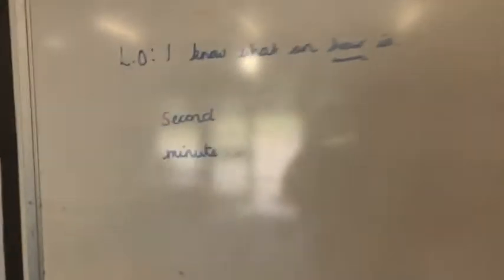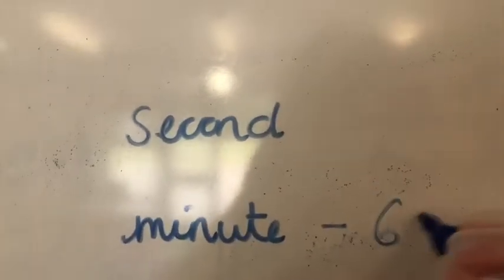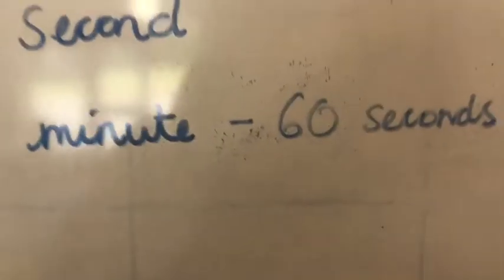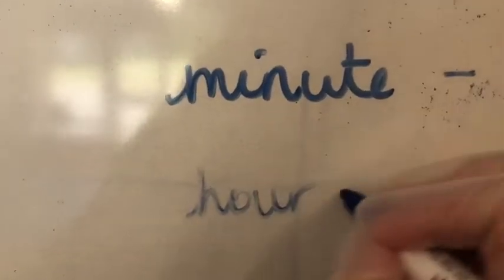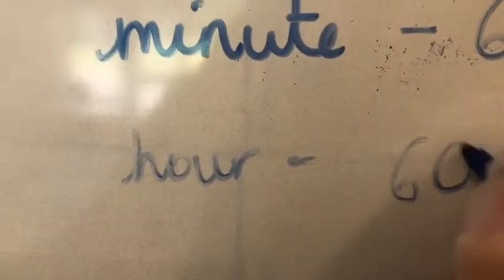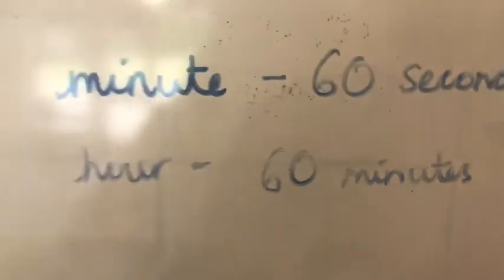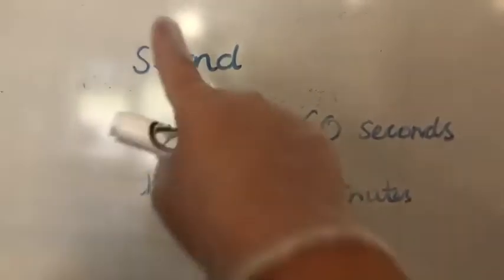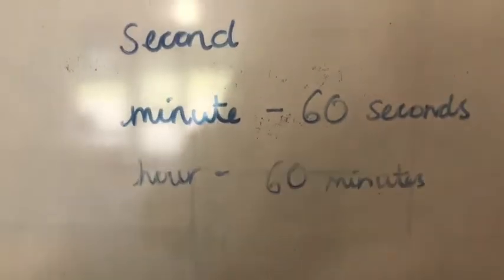So going back to where we were, we have a second, a minute, which is 60 seconds. We know that. Then we have an hour, which is 60 minutes, okay? So we've got a second, which is this, a minute, which is 60 seconds, and then we have an hour, which is 60 minutes.